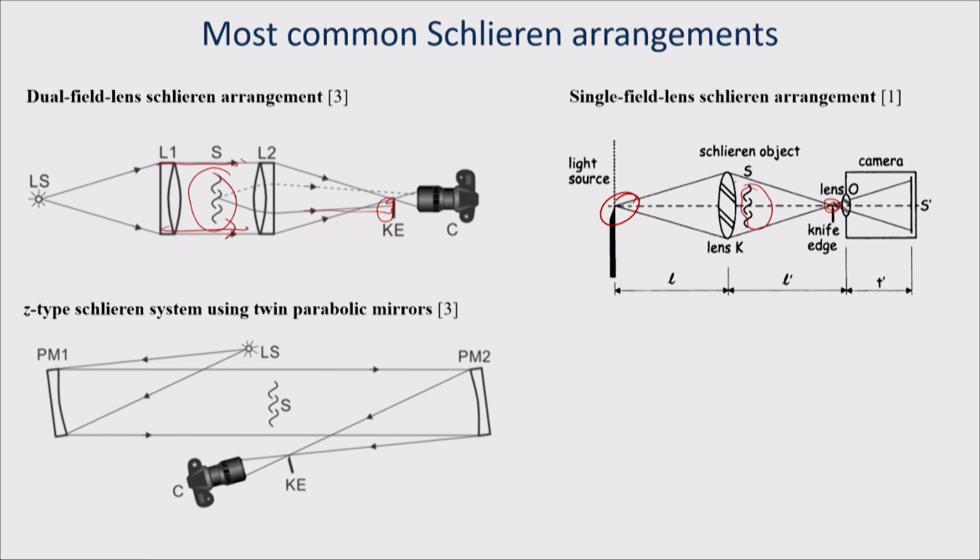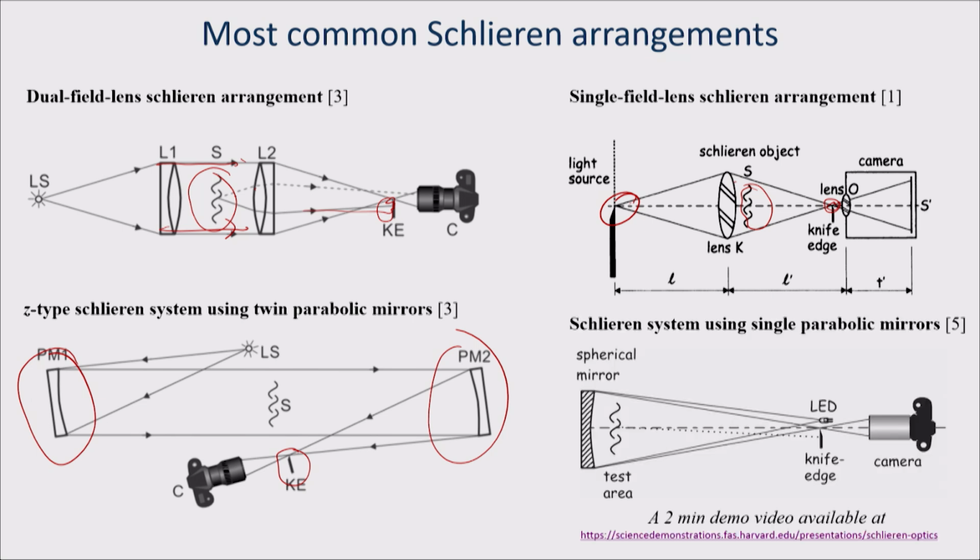The third one is, instead of using lenses, you can use what you call parabolic mirrors, like huge mirrors. Again, using that you can create a parallel beam, and at the focal point you will have a knife edge. This knife edge works exactly like before: it will block the deflected light, and then you will have an image.